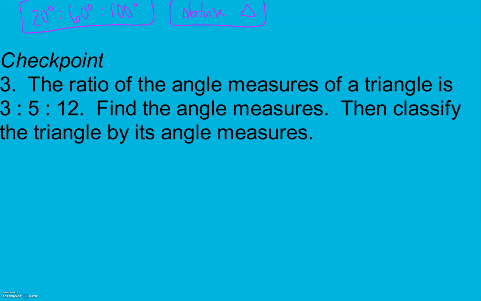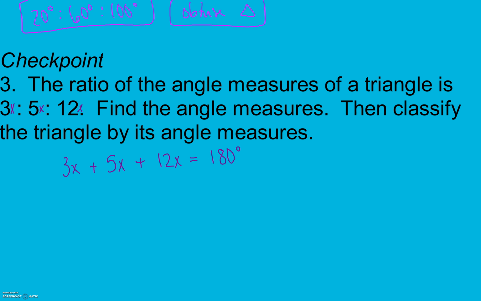Now, the ratio of the angle measures of a triangle is 3 to 5 to 12. Find the angle measures, then classify the triangle by its angle measures. So, keep in mind here, guys, that if the ratio is 3 to 5 to 12, it means that those were all multiplied by something to start with. And we divided that out to get it in the simplest form, but we want to know where we started. We're trying to get back to the original angle measures. We also know that one angle is 3x, and another angle is 5x, and my last angle was 12 times that x value. We add up all of our angles, and they have to add up to 180 degrees.